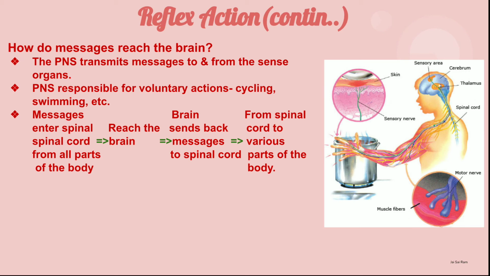See the pathway here. The messages enter the spinal cord from all parts of the body, then they reach the brain, and the brain sends back the message to the spinal cord, and from the spinal cord to the various parts of the body. So this is the pathway by which the messages reach the brain. They don't reach the brain directly, they reach via the spinal cord and come through the spinal cord only.